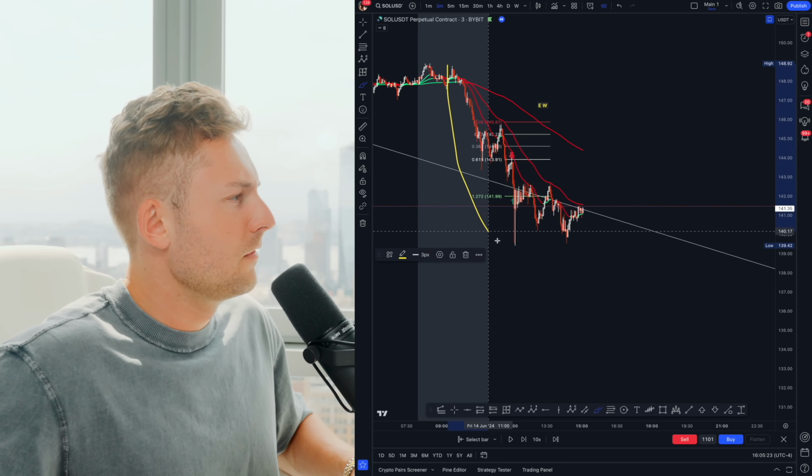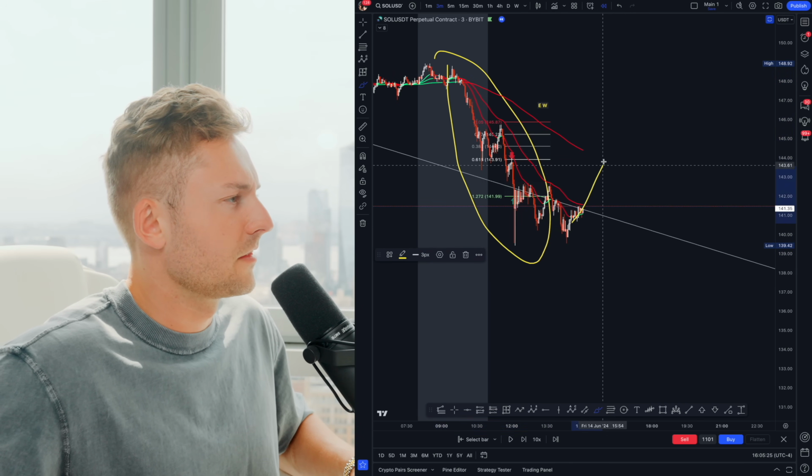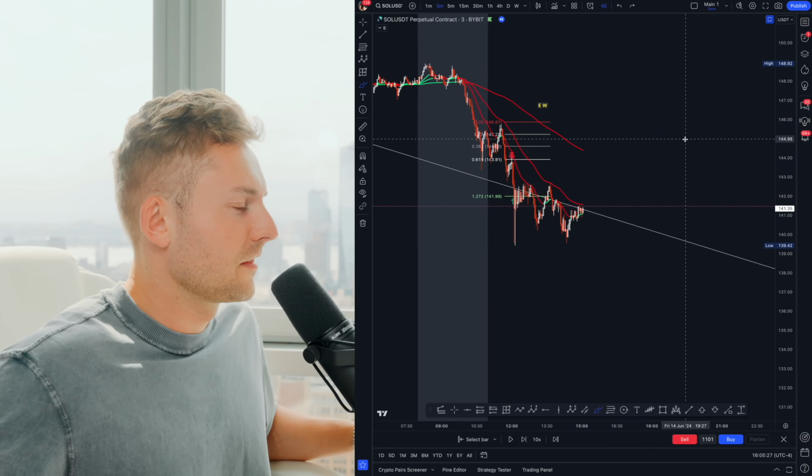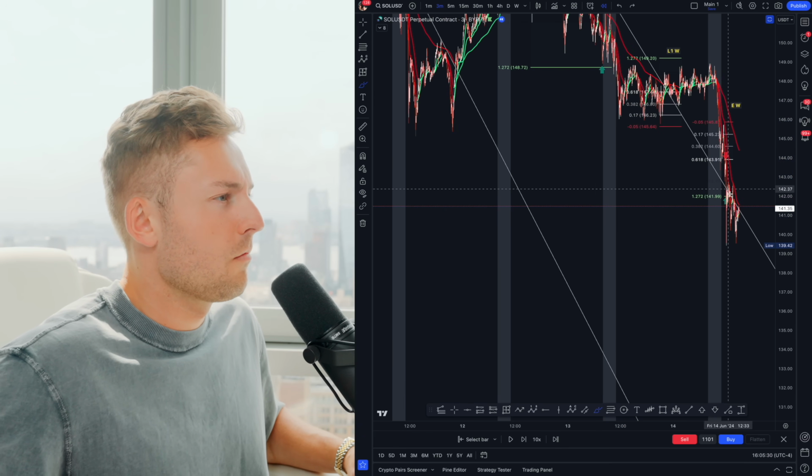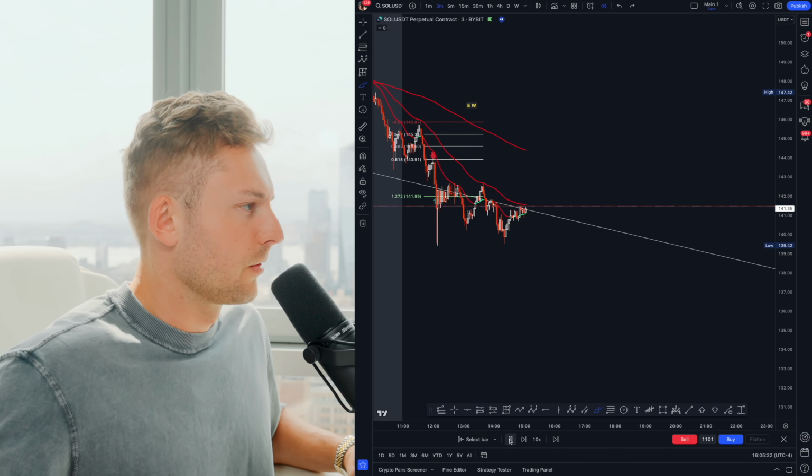All right, so after a move something like this, I'm going to wait for this to start trickling and moving in this direction before I even start taking another trade, just because we've had so much downwards price. I'm not going to continue shorting into a move like this.